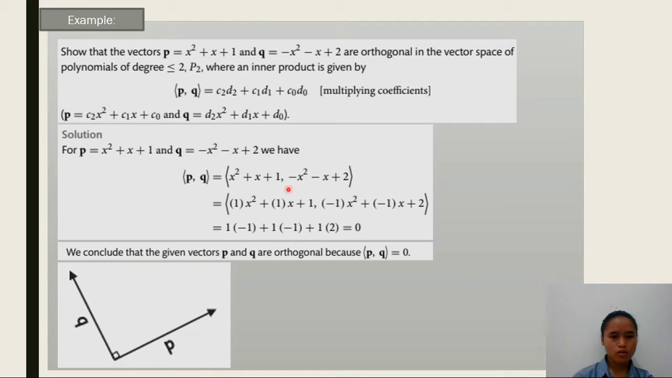So we multiply all the entries from P and K, 1 times 1 and minus 1 times 1, right? So we get 0. So we conclude that the given vectors P and K are orthogonal because P and K equals 0. This is an application in Cartesian coordinates.